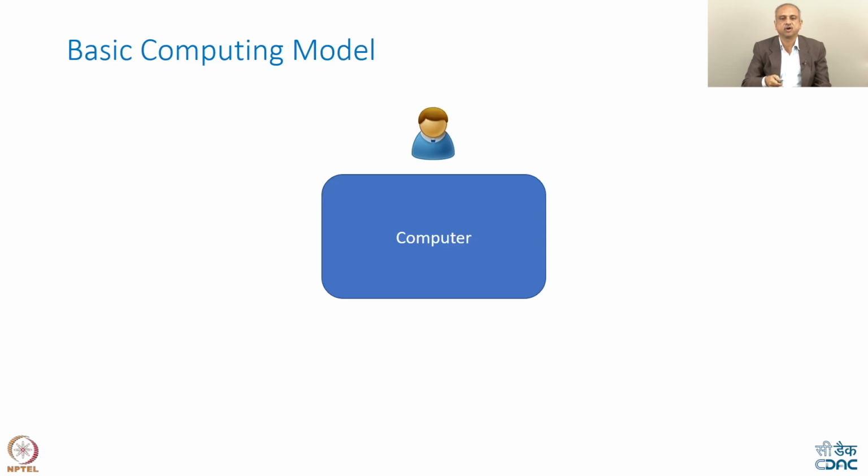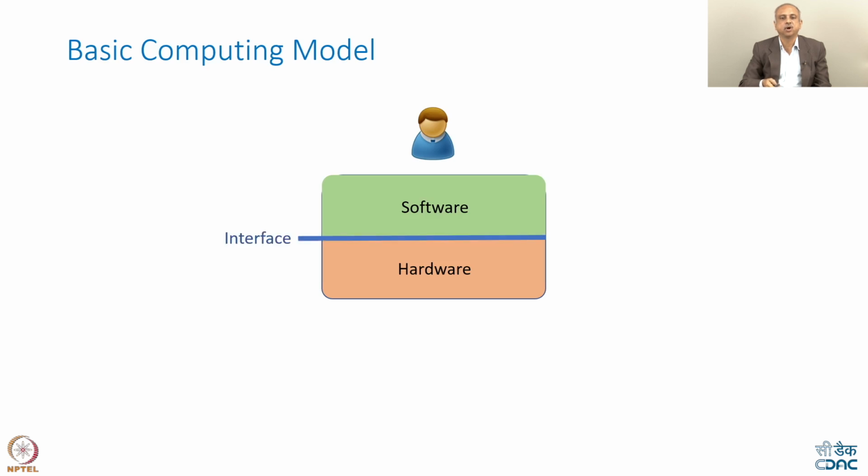So, in the simplest form, you can see that the user is using a computer. This computer internally consists of hardware and software. We saw that the software is actually application software which is running on the OS, but for the sake of simplicity we will consider this as a single software which is running on the hardware. Now, these two are connected by what is called an interface, and this interface allows a program to run on a processor.